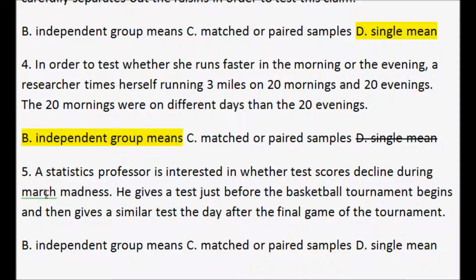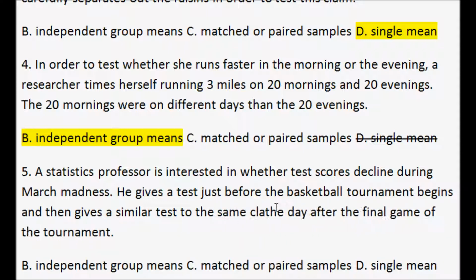Finally, one more problem, and that is the statistics professor interested in whether test scores decline during March Madness. He gives a test just before the basketball tournament begins, and then gives a similar test the day after the final game of the tournament. In this case, I think we can assume, and maybe I should specify again, just to be clear, to the same class. There. That we're dealing with the same class, so that each of these students is going to take the test just before the basketball tournament and just after the tournament.